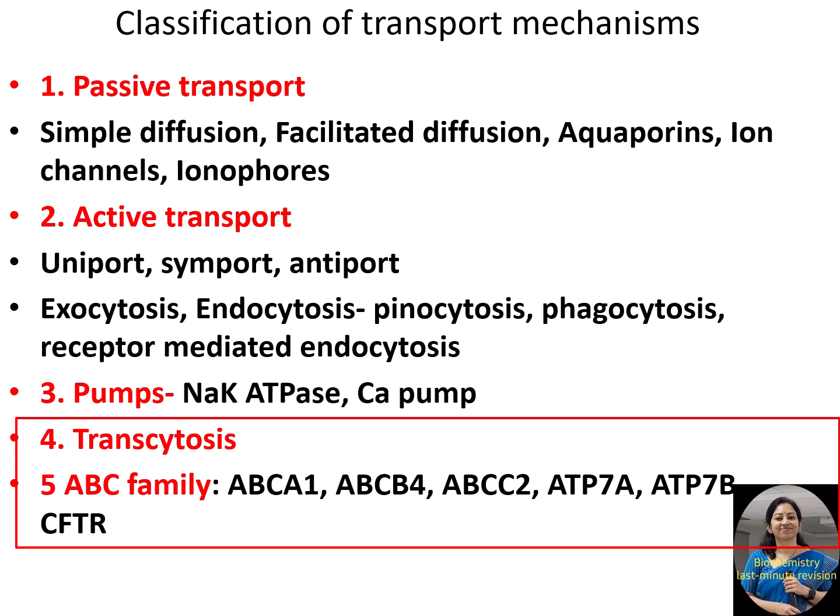You can watch this. The second one is active transport, which includes uniports, symports, antiports, exocytosis, and endocytosis, which is of three types: pinocytosis, phagocytosis, receptor mediated endocytosis. So this also has been released as a separate video. You can watch this video on active transport.